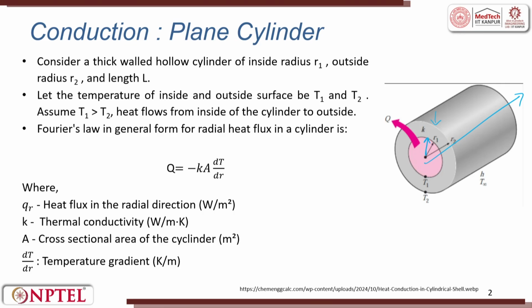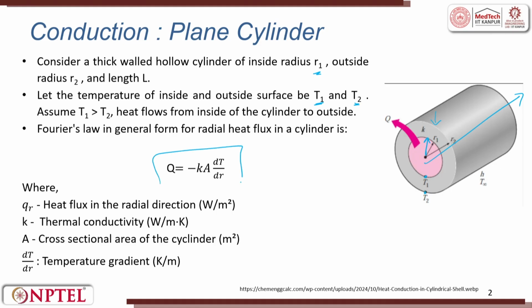Now we will try to see how we can extrapolate what we saw for a flat surface and a composite surface to a cylinder. So consider a thick walled hollow cylinder with an inner radius R1 and an outer radius R2. The length of the cylinder is L. Let the temperature inside and outside the surface be T1 and T2. T1 is at the innermost and T2 is at the outermost, so naturally T1 is higher than T2. The heat flows from the inside of the cylinder to the outside.